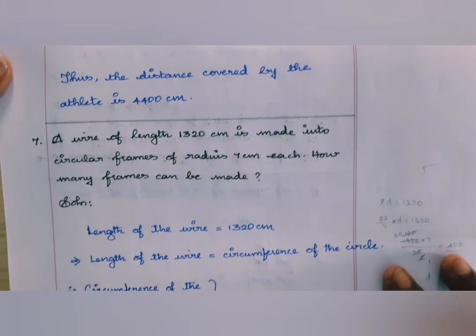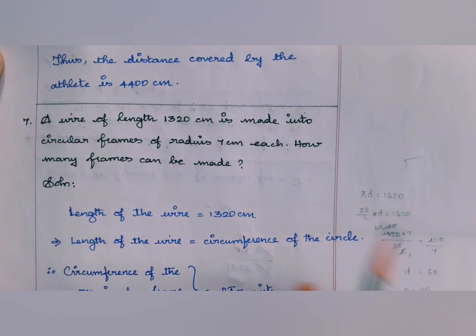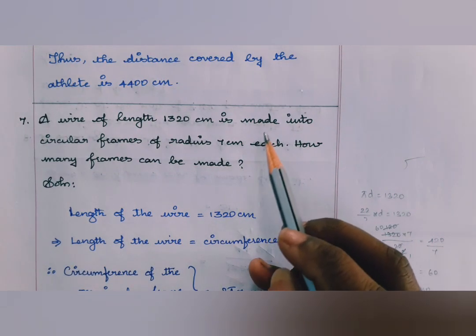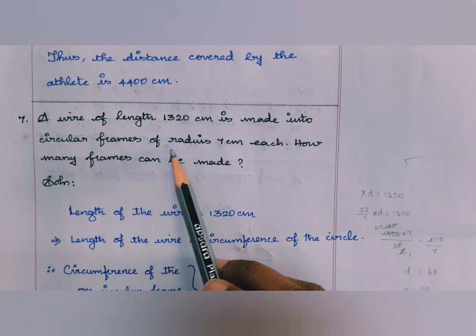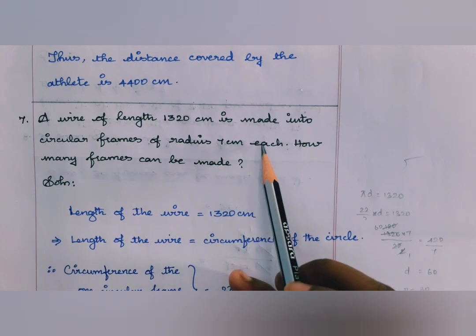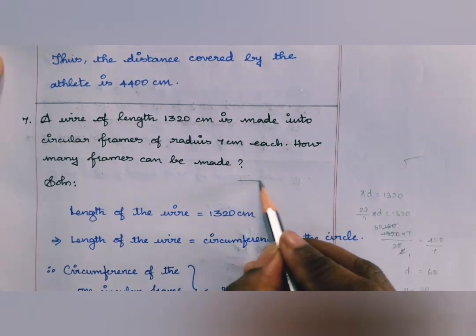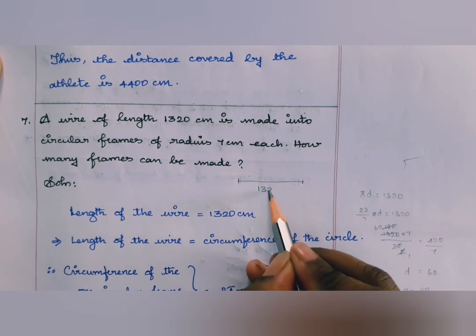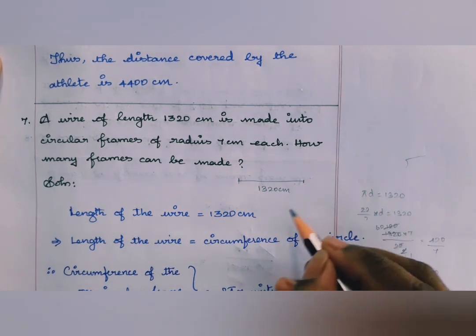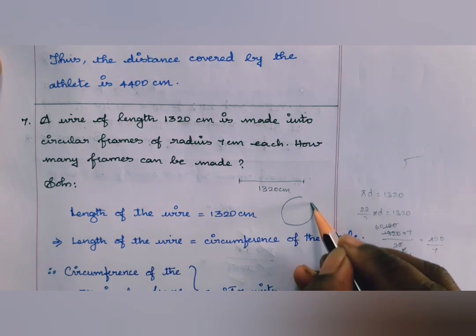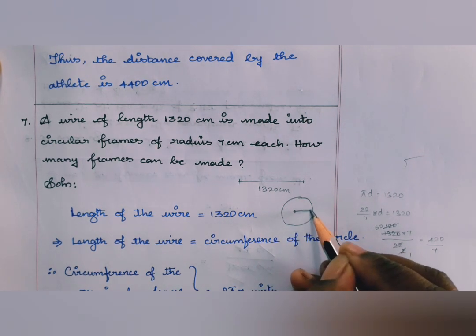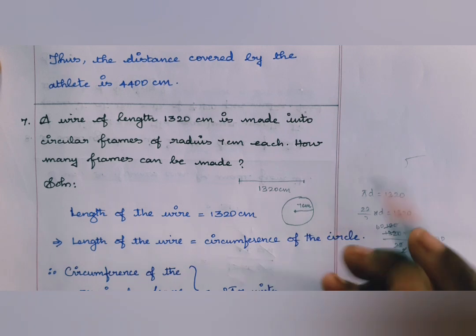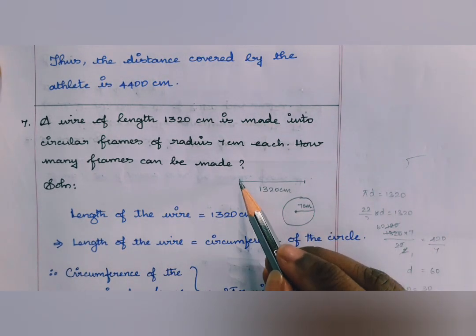Clear? Next, we'll move on to the seventh question. A wire of length 1320 centimeter is made into circular frames of radius 7 centimeter each. So, there is a wire of length 1320 centimeter. This is going to be changed into circular frames which have a radius of 7 centimeter.